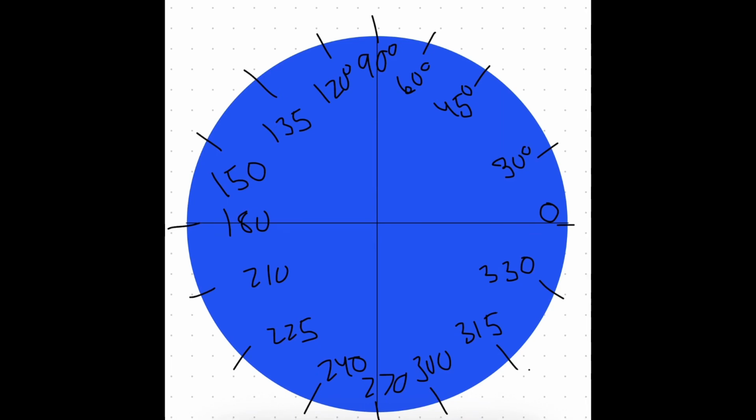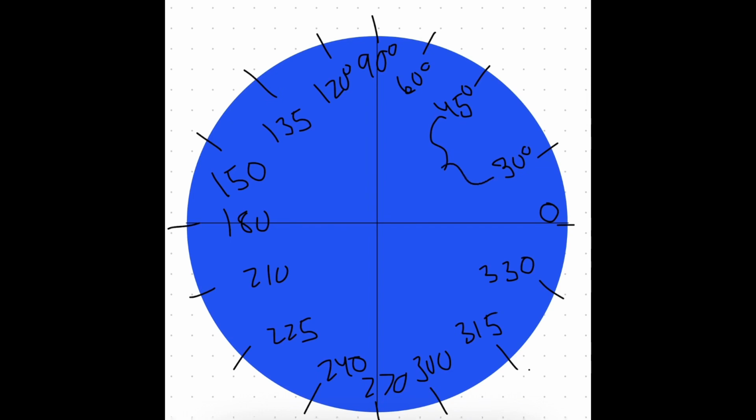Okay, so here are the degrees in the unit circle. And you might be thinking this is a lot to memorize and it's a lot to look at, but there's a very simple pattern here. So let's look at this first quadrant.